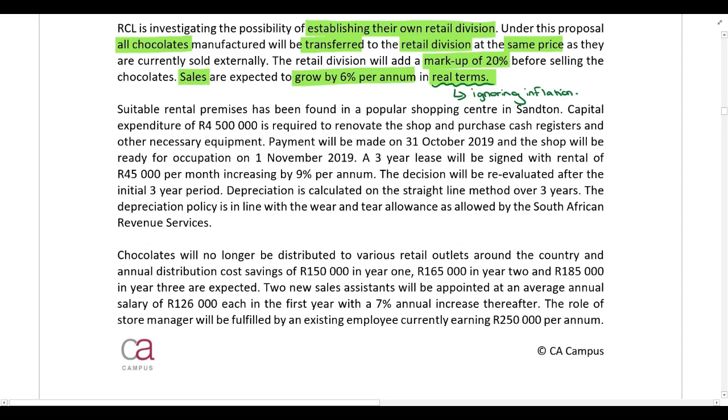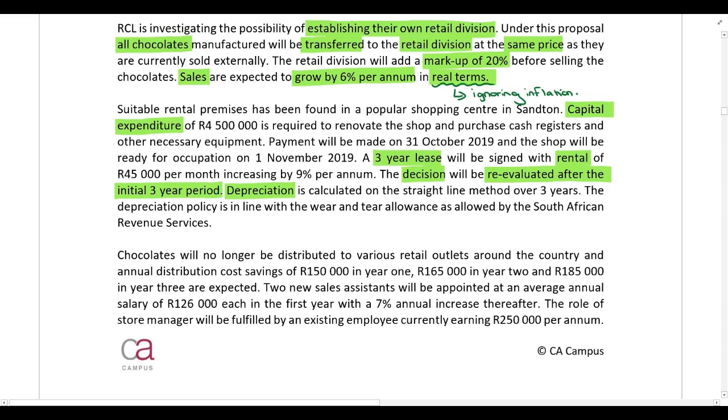Suitable rental premises has been found in a popular shopping centre in Sandton. Capital expenditure of 4.5 million Rand is required to renovate the shop and purchase cash registers and other necessary equipment. Payment will be made on the 31st of October 2019, and the shop will be ready for occupation on the 1st of November 2019. A 3-year lease will be signed with rental of 45,000 Rand per month, increasing by 9% per annum. The decision will be re-evaluated after the initial 3-year period.